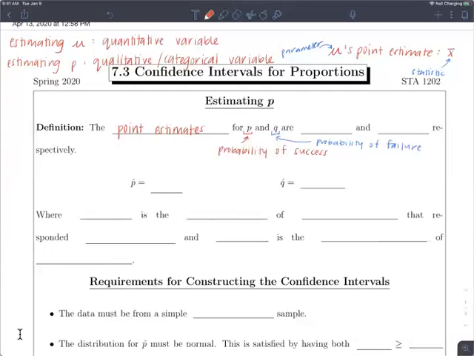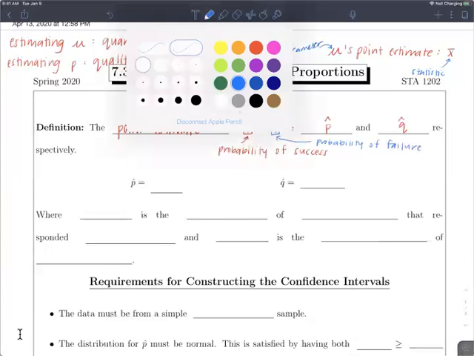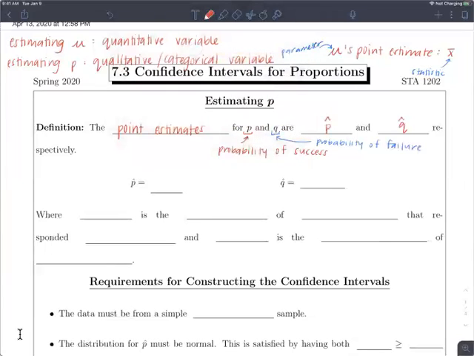70%? Yeah, 70%. So remember, Q is just 1 minus P or 100% minus P, depending on if you're given a percentage or a decimal. But since this is what we're trying to estimate, this is what we need point estimates for. So our point estimate for P is going to be P hat, and the point estimate for Q is going to be Q hat. We've already seen these variables before, right? So remember, P is the parameter and P hat is the statistic. The point estimate is always the sample statistic, so it's going to be P hat in this case.